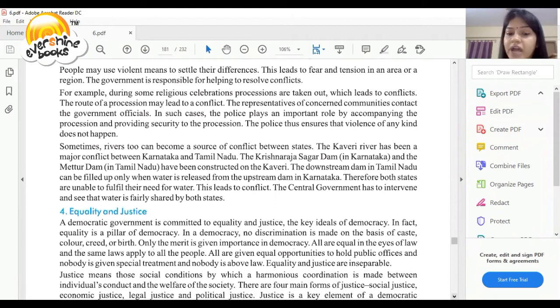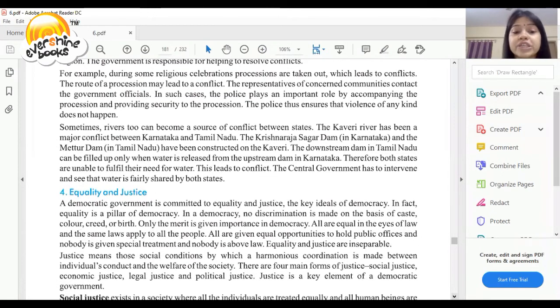The Kaveri River has been a major conflict between Karnataka and Tamil Nadu. Kaveri River, जो बहुत फेमस स्टेट हैं, that is Karnataka and Tamil Nadu, उनके बीच झगड़े का, कॉन्फ्लिक्ट्स का main cause है. How? Let's understand it. So what is the conflict? Let's discuss it. The Krishna Raja Sagar Dam which is in Karnataka and the Mettur Dam which is in Tamil Nadu have been constructed on the Kaveri River.